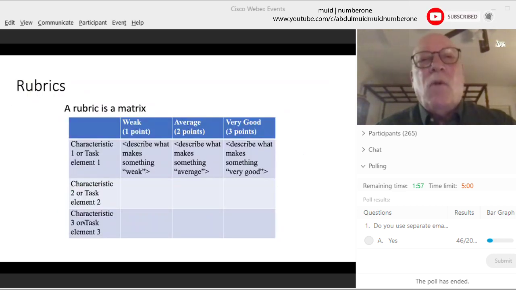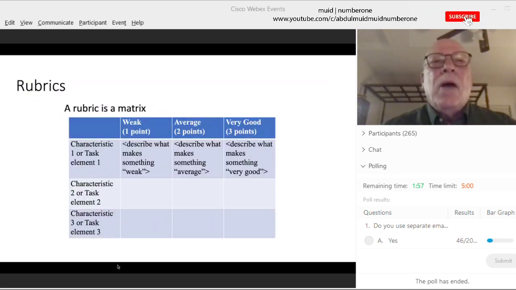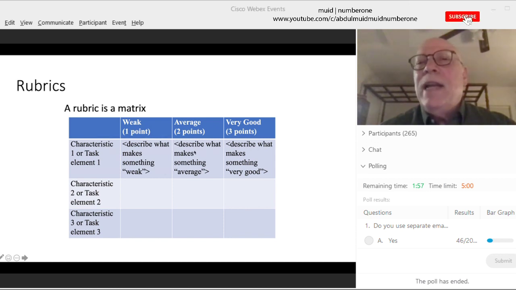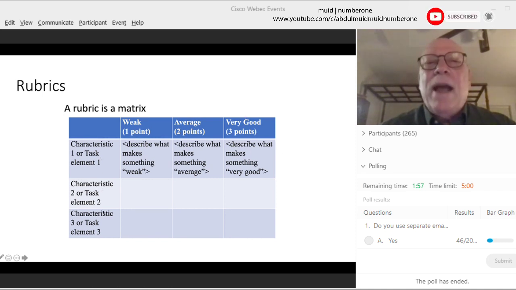So here's the basic form of a rubric. You have the characteristic or criteria that you're looking at, and then you describe what it is. If you want to get at least 1 point, what do you have to have in order to get at least 1 point? What does it have to look like in order to get 2 points? What does it have to look like to get very good, or 3 points? And for each criteria or characteristic, you explain in the rubric what it is.